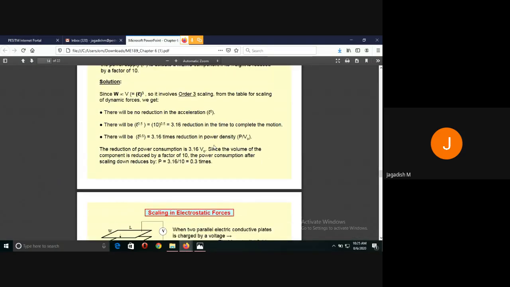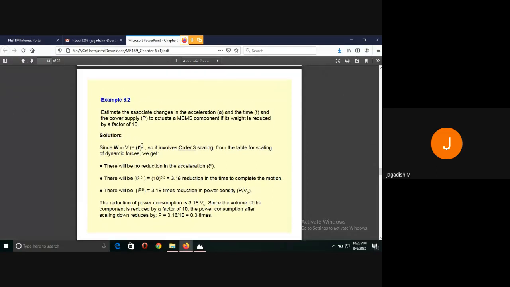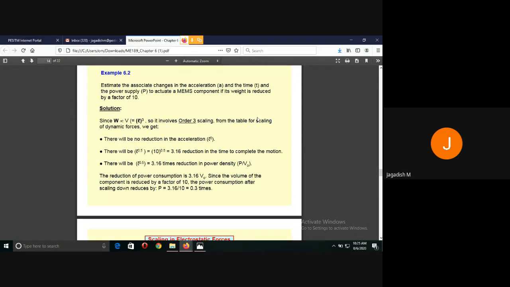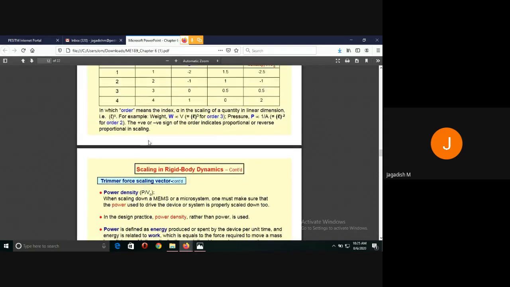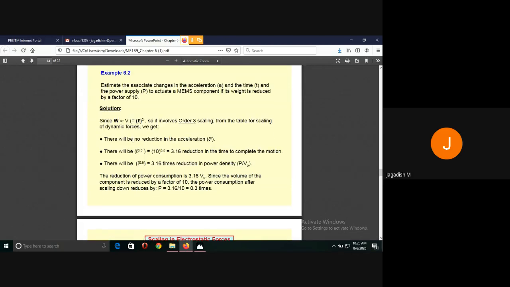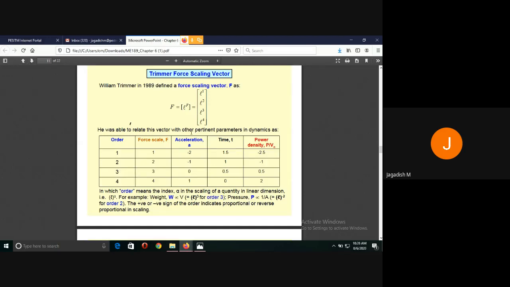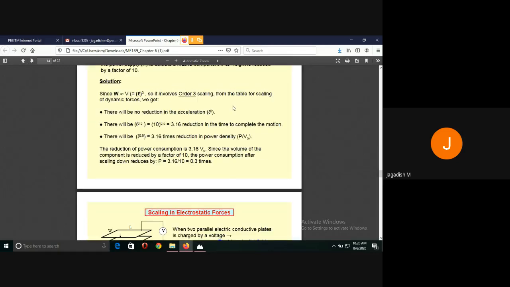First, we should have a relation like this: the weight W is proportional to volume, and volume is equal to L to the power 3. So it involves order 3 scaling. Is there any effect on the acceleration? It is 0. So there will be no reduction in the acceleration. Why? Because for the order 3 scaling, the acceleration component is equal to 0. So there is no change in the acceleration.